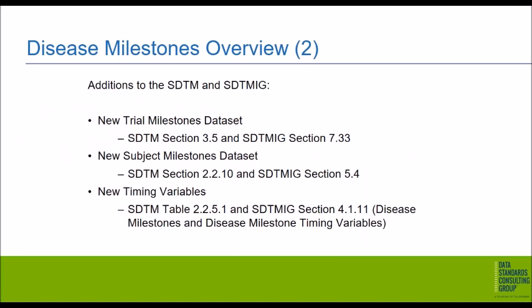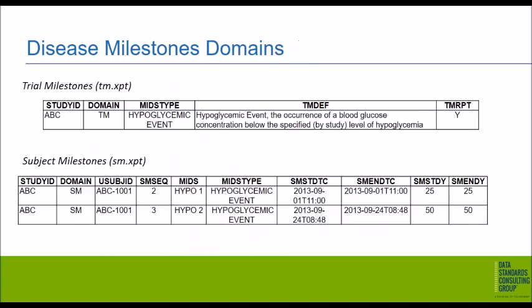So what happened is we added the trial milestones data set, which, like all the other trial design data sets, appears both in the SDTM and the SDTMIG. Subject milestones, likewise, in both places. And then new timing variables that I had mentioned previously for the general observation classes. So let's take a look at an example.